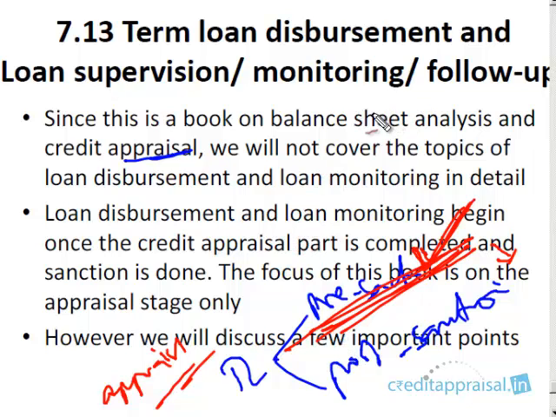This is not a one-time sanction. Sanction could be a one-time event, but if the health of the account is to be ensured, you have to constantly monitor and follow up on this particular unit, the unit which you have financed. So we'll be looking in this segment at the disbursement, that is one part, and the supervision, monitoring, and follow-up parts that are applicable to a project.